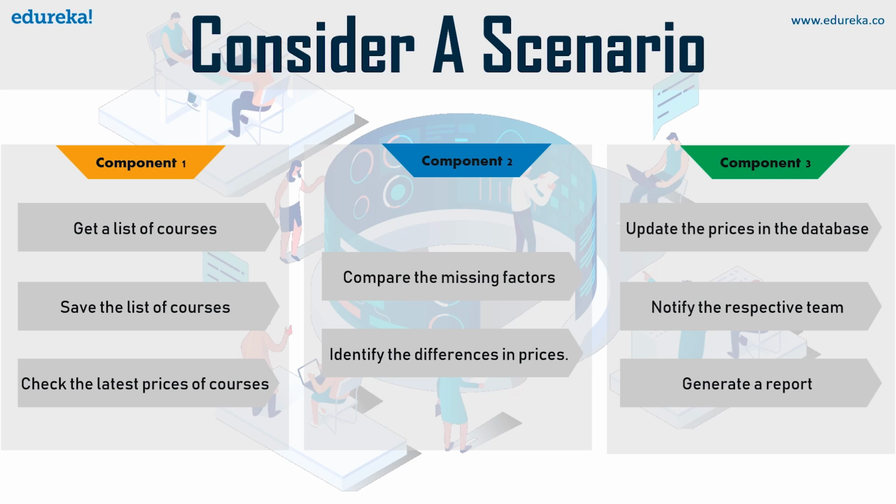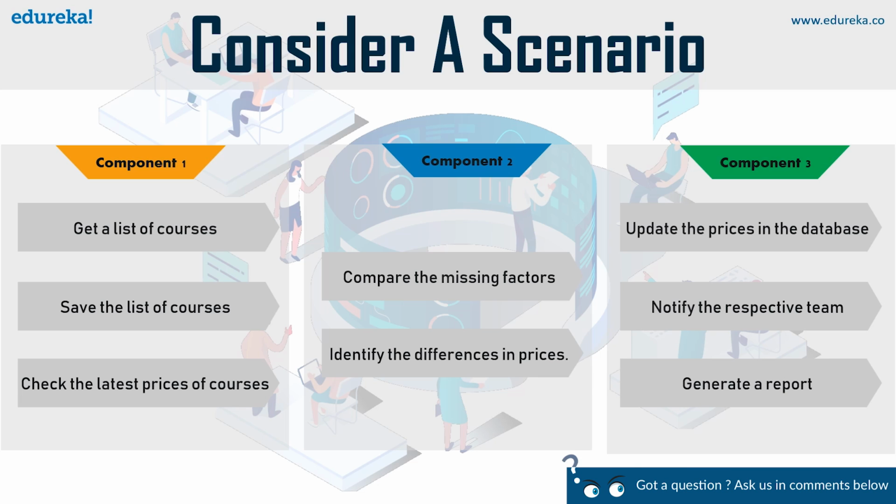The second component will basically compare the missing factors. So for example, let's say the competitors have some course live on their website, but they haven't released the price of the course either in India or maybe any other nation, right? Also, the second transaction of this component will basically identify the differences in the prices of the courses offered by our company to that of the competitor's company.